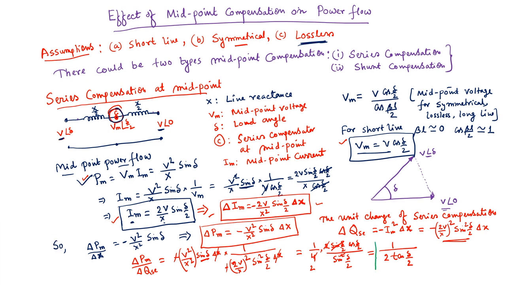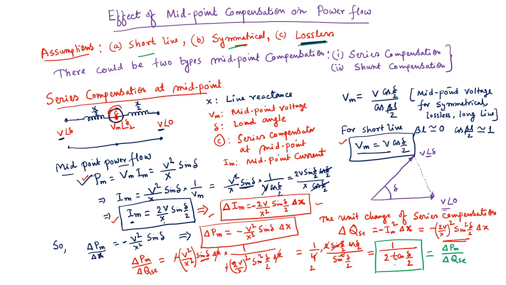So, this we can write as the change of active power flow due to the unit change of the series compensation of a short symmetrical lossless transmission line. Okay. And these equations we will revisit again, once I also discuss the shunt compensation. But one thing should be clear to you is that we arrived at the expression of del Pm to del Qse is equal to 1 upon 2 tan delta by 2, where this ratio represents the change of active power flow through the line with the unit change of the series compensation, and it is coming out to be a function of only this line load angle.